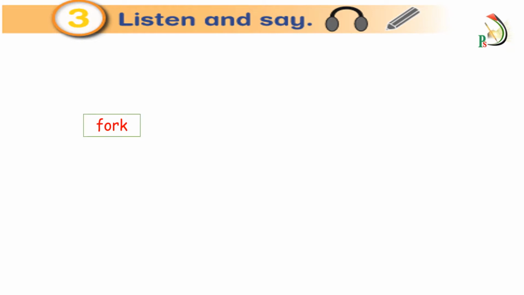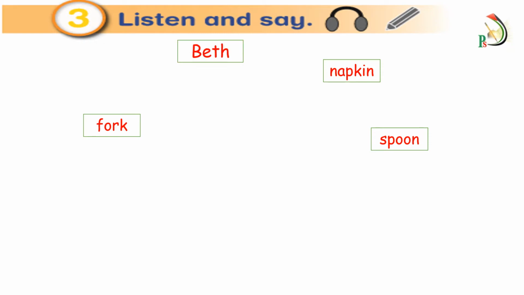2. What does Walid ask for? 3. What does Fiona ask for? 4. Who doesn't have a knife? 5. Who doesn't have a glass?